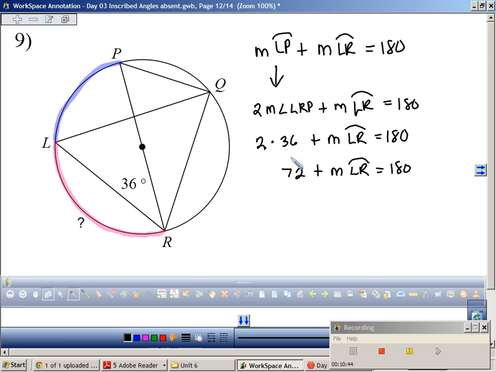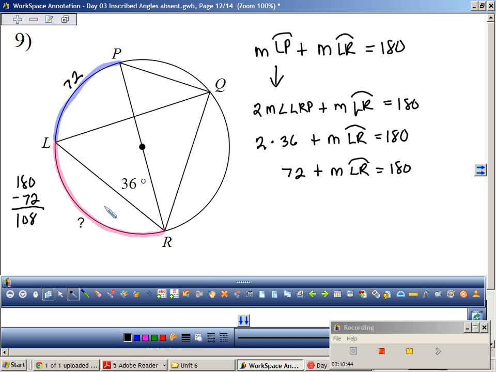And you don't have to be as formal as this when you do this. I could simply say, okay, this is 72. I know all the way around here is 180. So 180 minus 72 is going to give me 108. That's fully reasonable. I can see exactly what you're doing. That's showing your work. I'm just doing it the formal way.